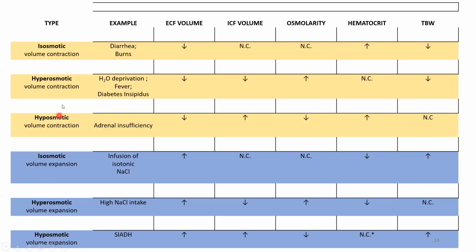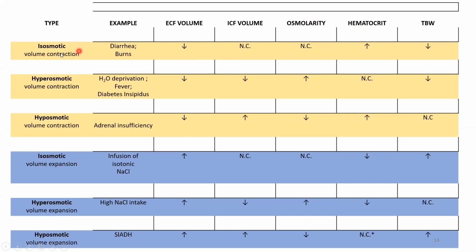Okay, just follow the cursor. The actual real-time example of this change is mentioned right next to it. And then there are 5 parameters which are discussed. What happens to the ECF volume, what happens to its osmolarity, eventually what happens to the ICF, and there are 2 additional matters: what happens to the hematocrit, and what happens to the total body water content as a result of whatever you did here.